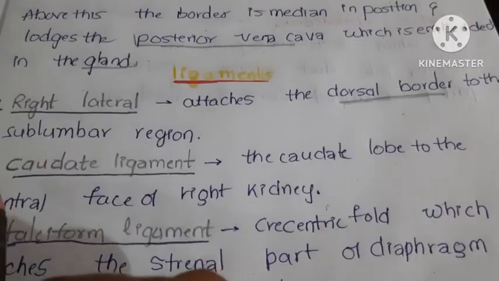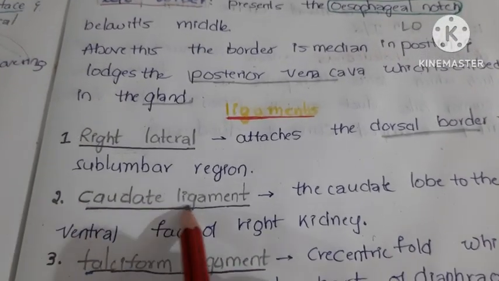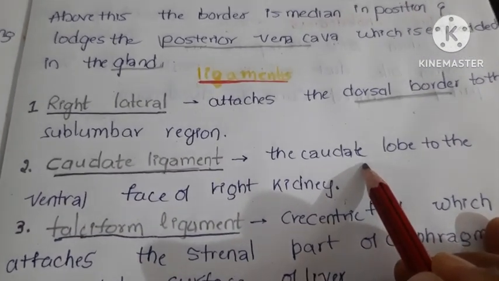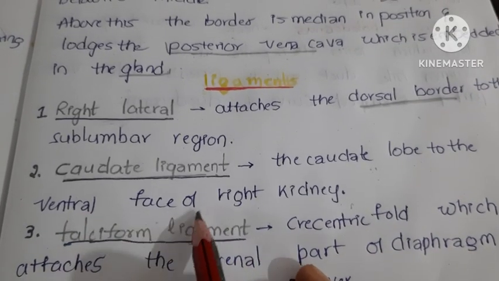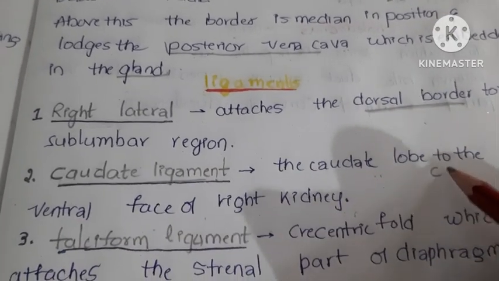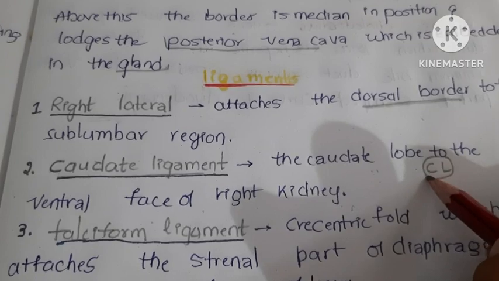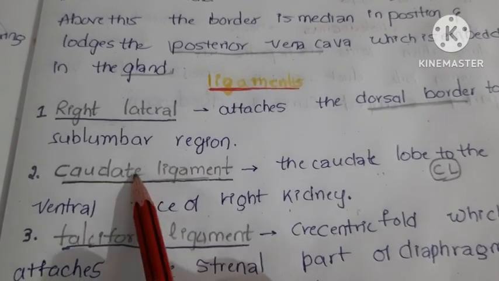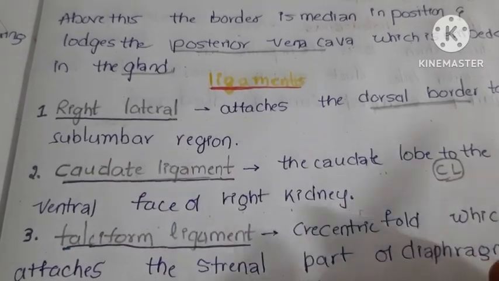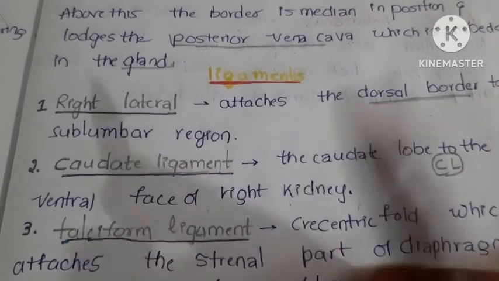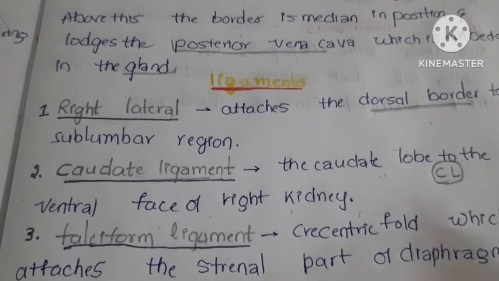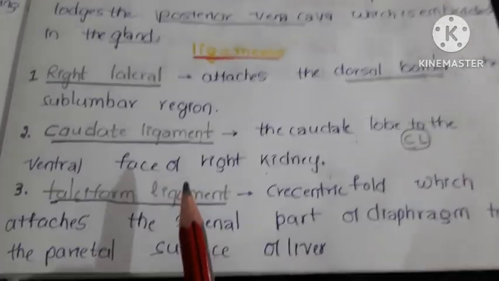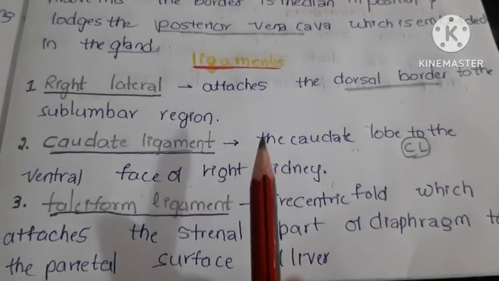And next we discuss the caudate ligament. This caudate ligament is attached to the caudate lobe and to the ventral face of the right kidney. Caudate ligament is attached to the caudate lobe only. So we can remember it easily: the caudate ligament is attached to the caudate lobe, and to the ventral face of the right kidney.